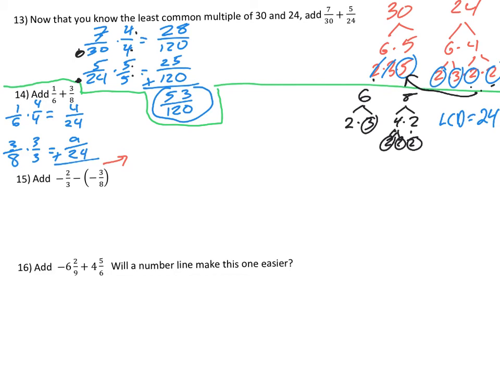But I do really recommend that you line these up vertically and not horizontally. People make so many mistakes doing it horizontally. It's a lot easier, particularly when you get into the mixed fractions, mixed numbers that we have down below. So 4/24 plus 9/24 is 13/24. Okay, let's go ahead and try 15.